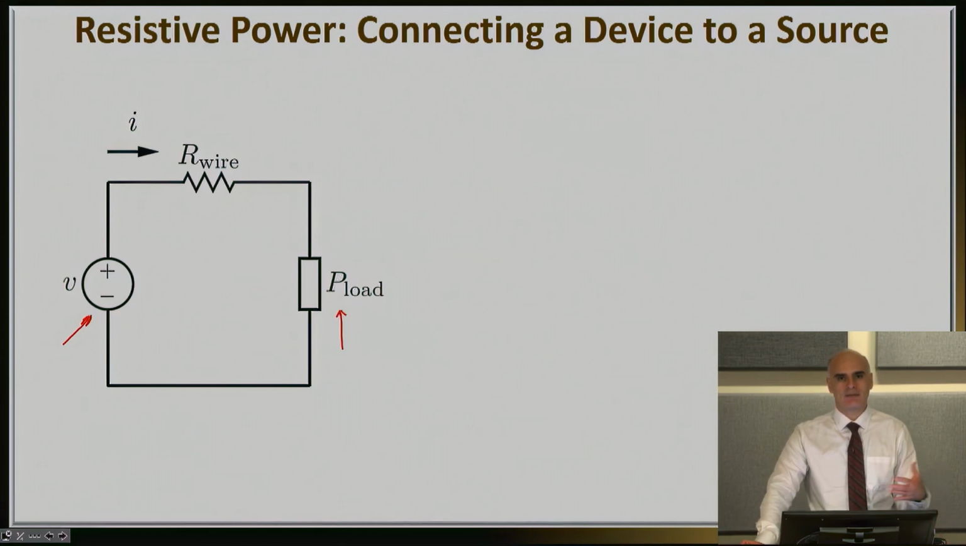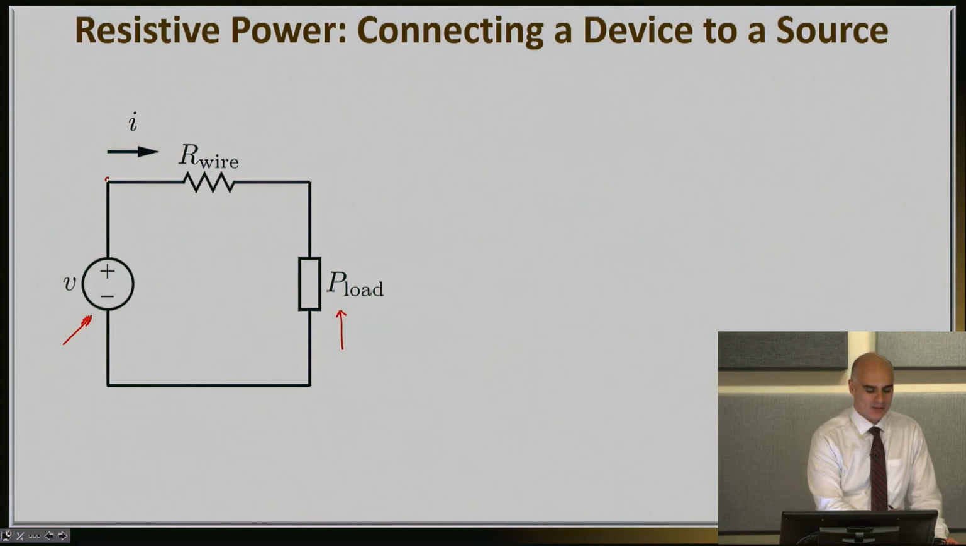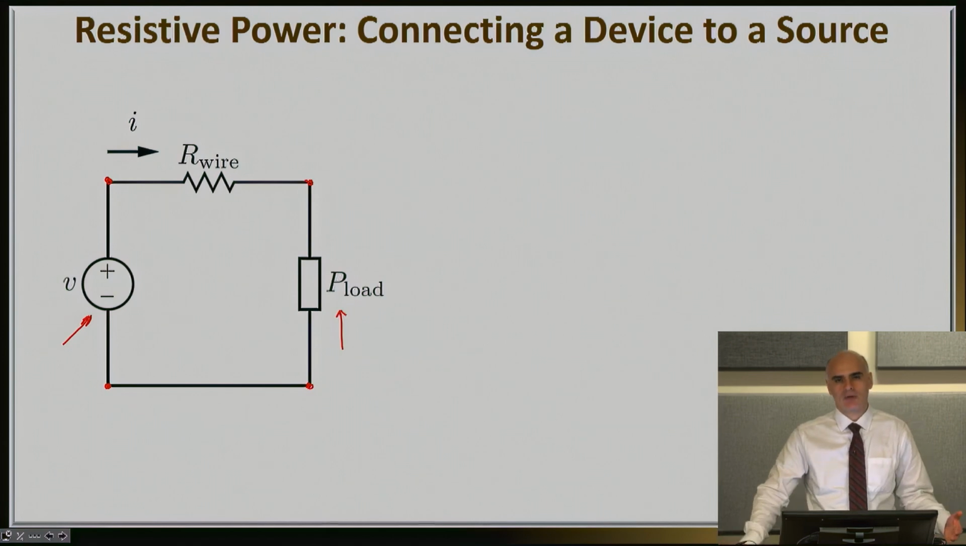Even though there are different ways you can make this connection, by far the most common way is to basically connect a wire from your source to the load. Now, this wire will never be ideal. It's made out of a real conductor.